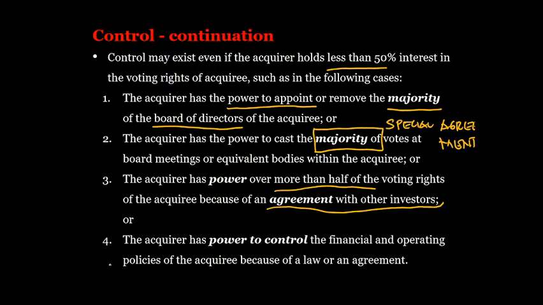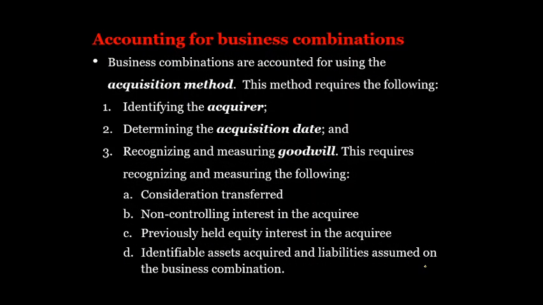And then number 4, the acquirer has power to control the financial and operating policies of the acquiree because of a law or, ayan na naman, or an agreement. So even if you're just holding 19% or 25%, okay, but let's say you are the president. If you are the president, do you have control over financial and operating policies of the acquiree? Pwede, di ba? Ayan. Anyway, let's continue.